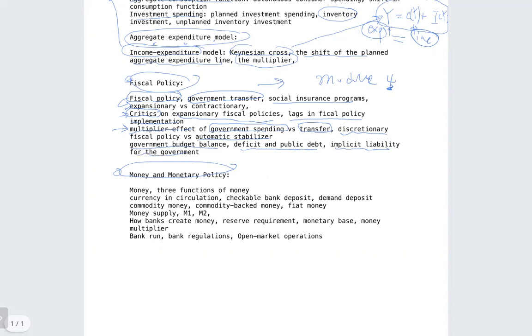So now we go to the last chapter, money and then monetary policy. In this chapter, we start with money. Make sure you understand what is defined as money and the 3 functions of money. And then we talk about a few concepts, including currency in circulation, checkable bank deposits, and demand deposits. Those are useful for us to understand the money supply.